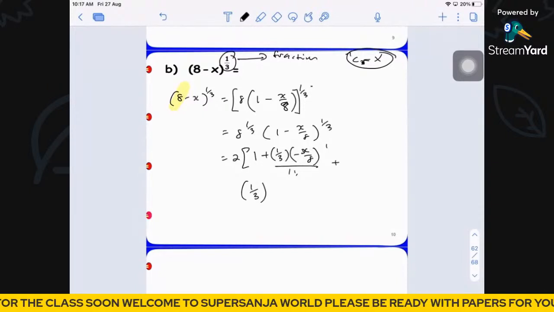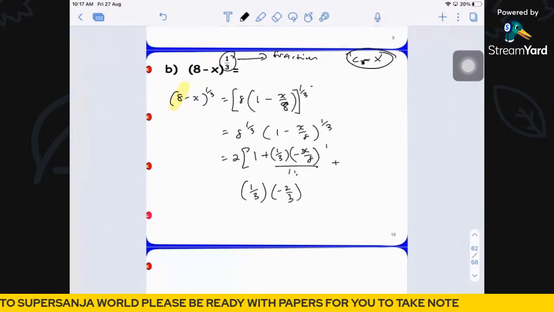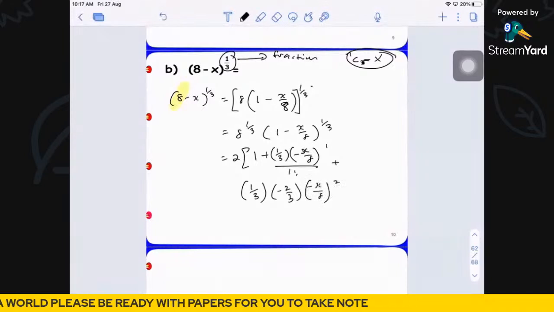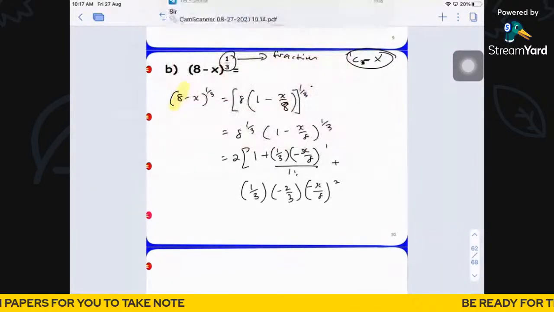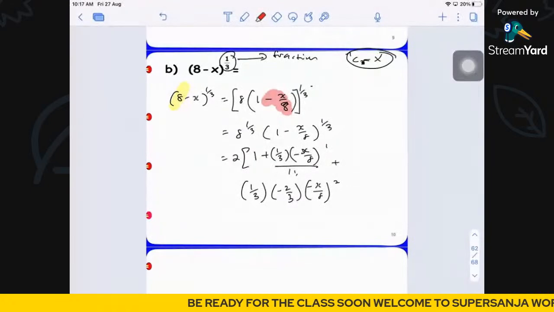So 1 over 3 minus 1 is negative 2 over 3. Okay, negative x over 8 power of 2. Look, the b is negative x over 8. The b here right now is negative x over 8. So I hope until here you are okay. Clear? The b is negative x over 8 then.